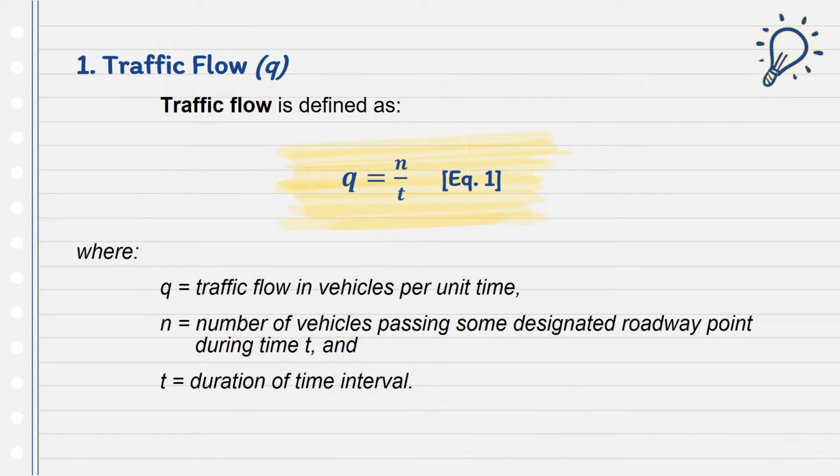Here we have one of the variables, which is the traffic flow. Traffic flow is defined as Q = N/T, where Q is the traffic flow in vehicles per unit time, N is the number of vehicles passing some designated roadway point during the time, and T is the duration of the time interval.